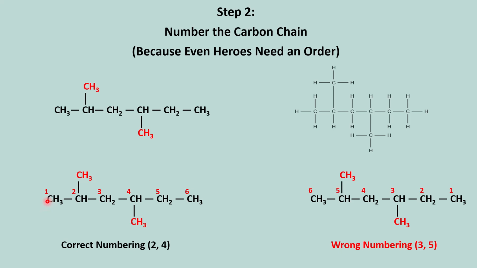When we number it this way, 1, 2, 3, 4, the substituents are located on carbon number 2 and carbon number 4. By numbering from right to left, the substituents will be located on carbon number 3 and carbon number 5. 3 and 5 are bigger compared to 2 and 4, which makes this numbering the better of the two. Numbering it the other way will lead you to a wrong numbering of the organic compound.